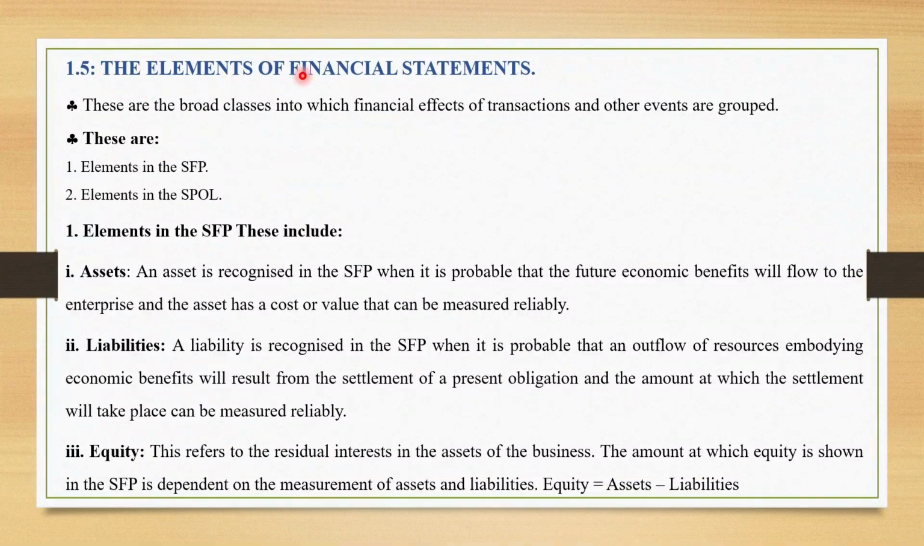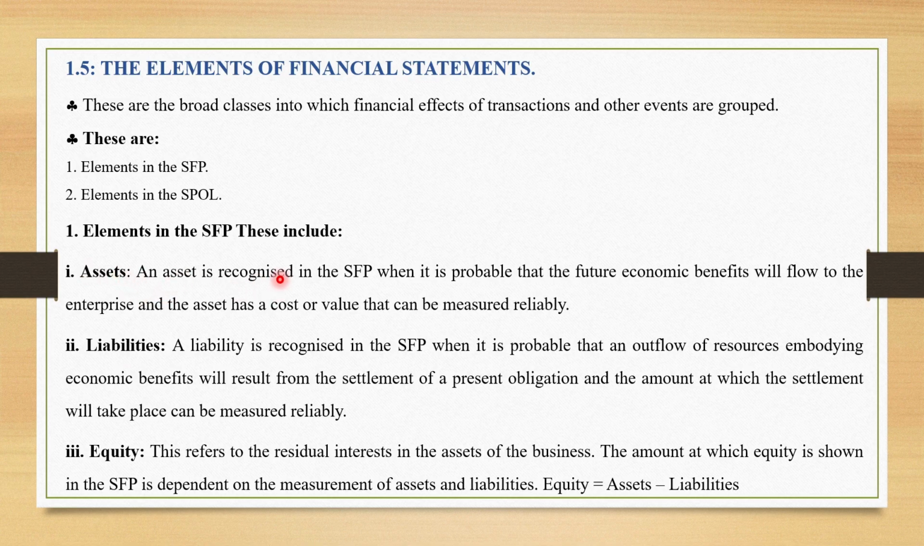So let's come to the elements of financial statements. There are 5 elements. We have the assets, the liabilities, equity, income or revenue, and the expenses. Yes. The elements in the statement of financial position are the assets, the liabilities, and the equity. What is an asset?